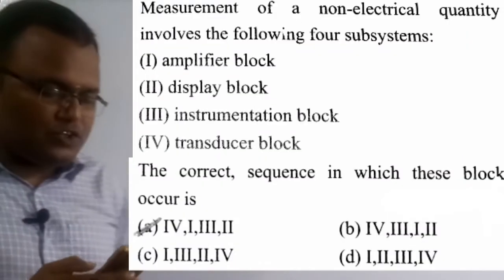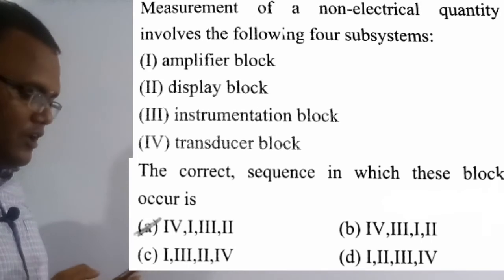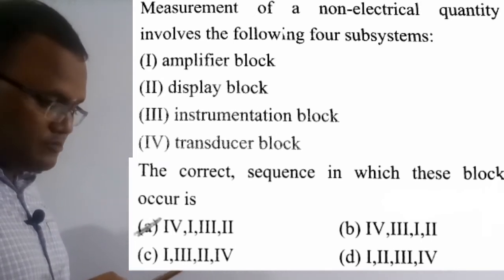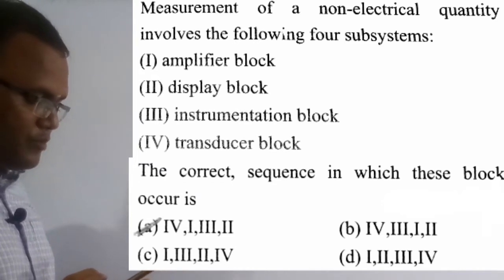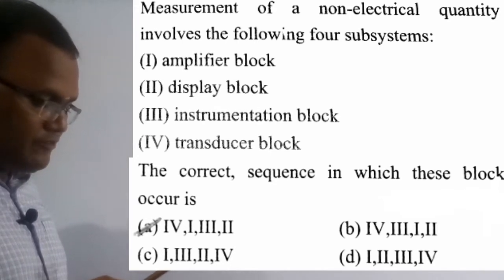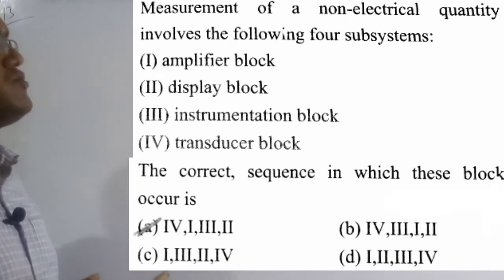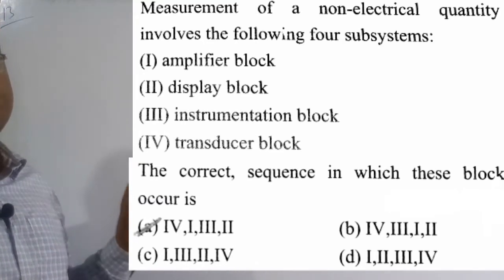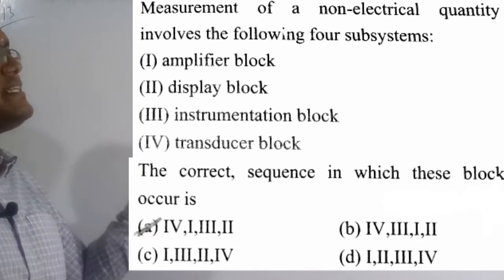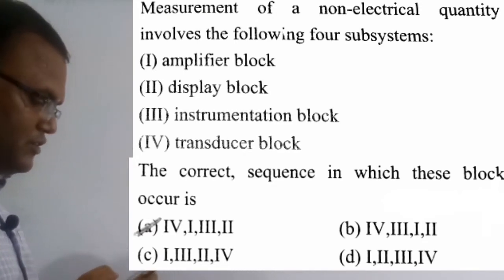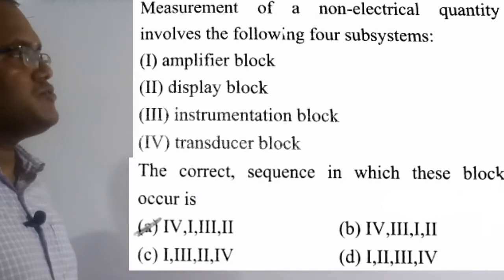Now we are going to solve the 13th question. See the question here. The measurement of a non-electrical quantity involves the following four subsystems. The first is the amplifier block, the second is the display block, the third is the instrumentation block, and the fourth is the transducer block. Based on this, the correct sequence in which these blocks occur is. There are four blocks given in order to measure a non-electrical quantity, and we have to know the correct sequence in which these blocks need to be placed. That is what we need to figure out. Out of the four options, option A is the correct solution of this question.